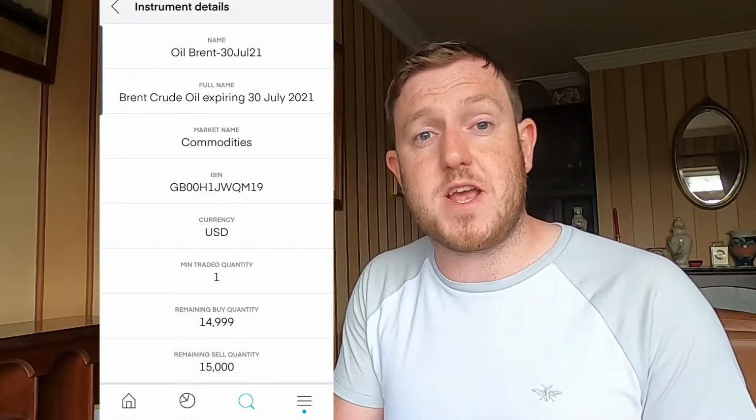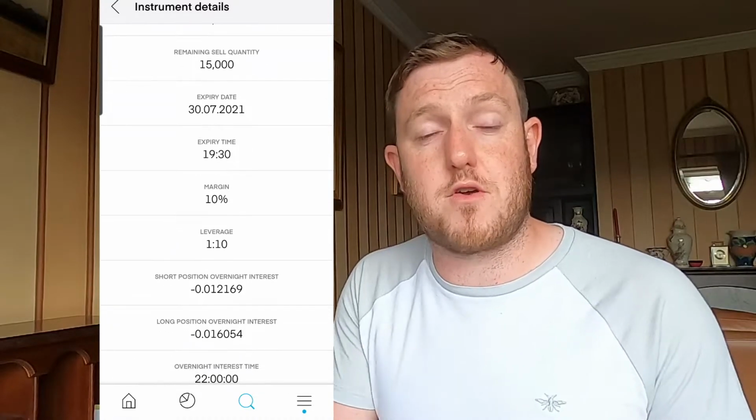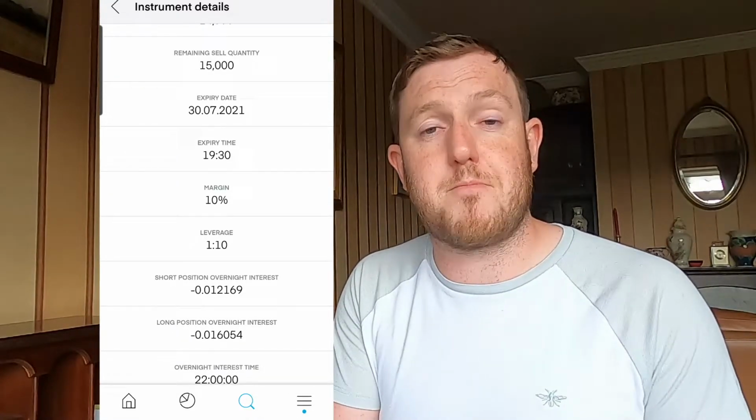Before you open any position on any commodity, it is very important that you look up the commodity's margin percentage or leverage ratio, which are pretty much the same thing. So let's have a look at this first. If you click on the instrument details on any of the commodities that you're interested in, then you will be able to scroll down and find this information. As I can see here for Brent crude oil, the margin is 10%, or it's a 1:10 leverage ratio.